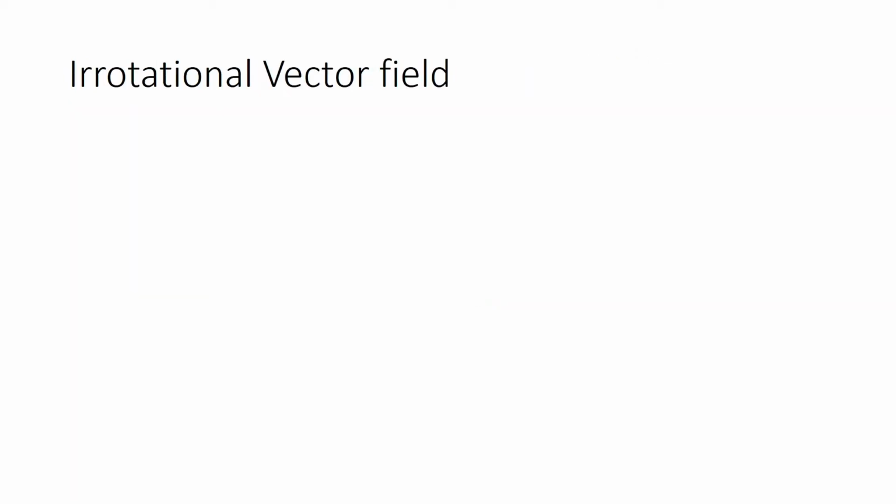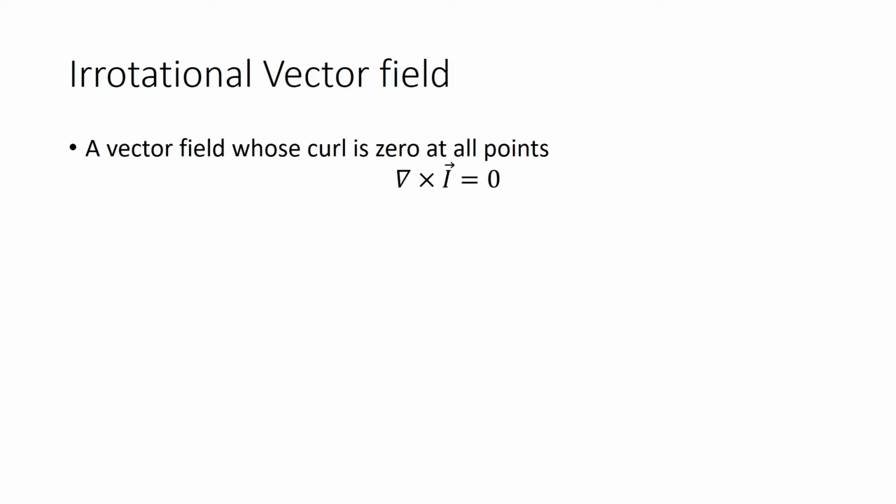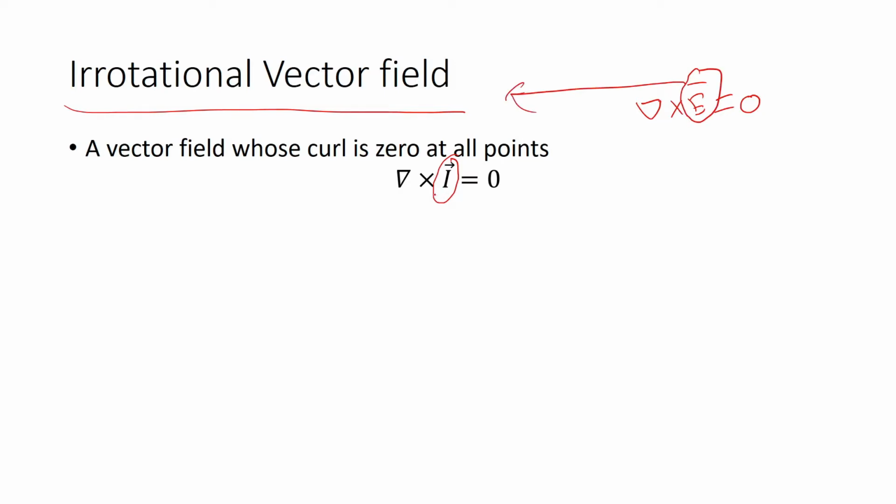If we consider an irrotational vector field, it is a vector field whose curl is 0 at all points. That is, del cross I bar is equal to 0. If you have a vector field whose curl is 0 at all points, then such vector fields are called irrotational vector fields. You may remember from the conservative property of electric fields, we have got that del cross E bar is equal to 0. Therefore, this E bar, the electric field intensity, is an irrotational vector field.